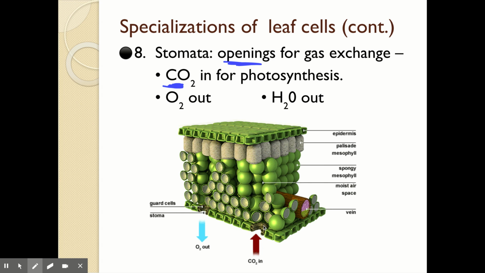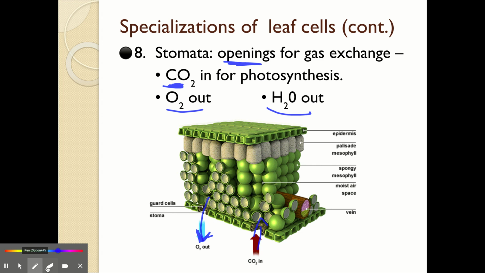Here's your stomata right here. There's an open one. Carbon dioxide is going to go in there, and then it is going to go into your spongy mesophyll and possibly into your palisade. And then photosynthesis can actually occur. As photosynthesis happens, oxygen is going to be produced. It needs to get let out of the cell, so it is going to go through the stomata to get rid of it, and it's also going to allow water out.